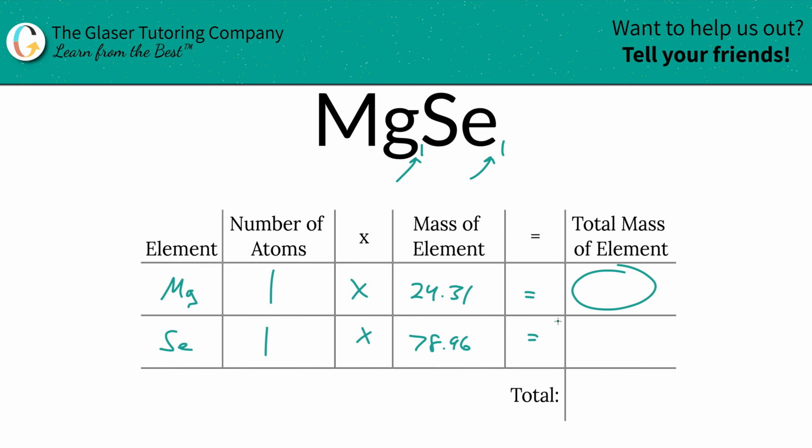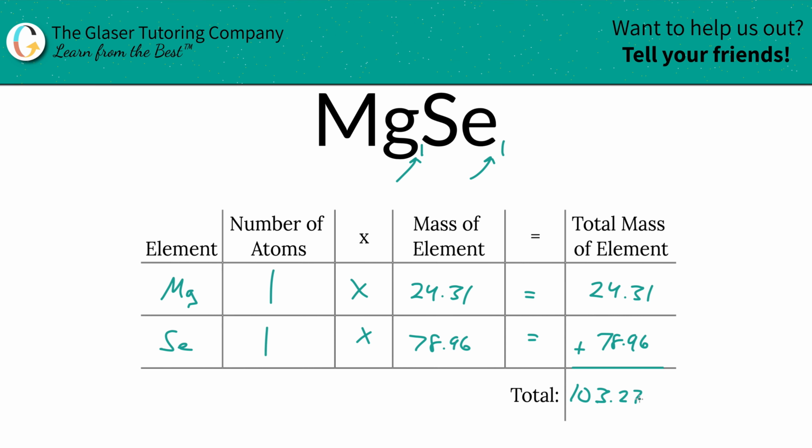Then we're going to find the total mass of the element in the compound. Just simply multiply this row and across. So this is easy math, right? Multiplying by 1, so 78.96. And then this math is also just as easy to find the total mass. Now just simply add up the column, right? So this is going to be 103.27. And there you have it. That's the total mass of the compound.